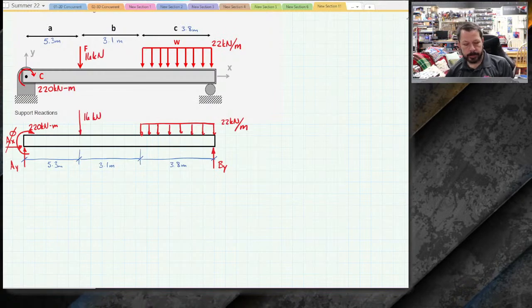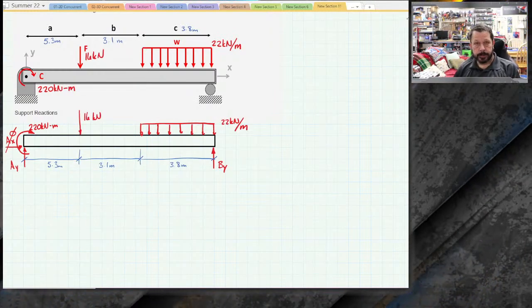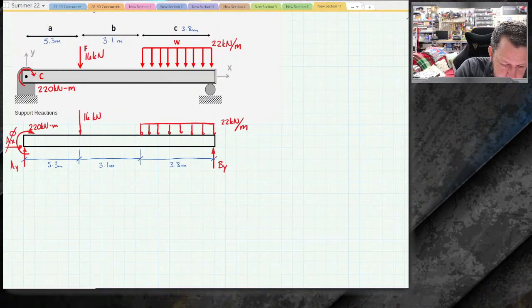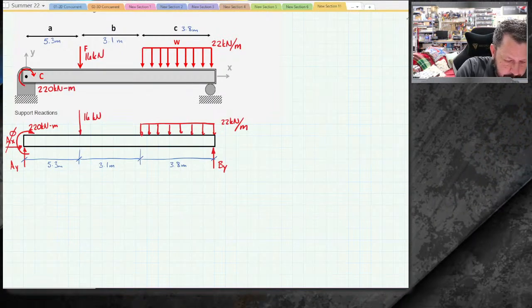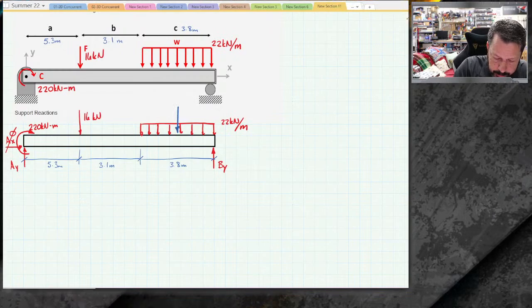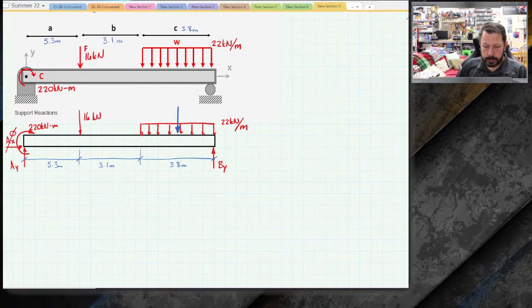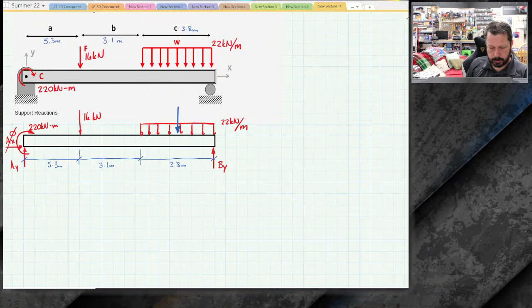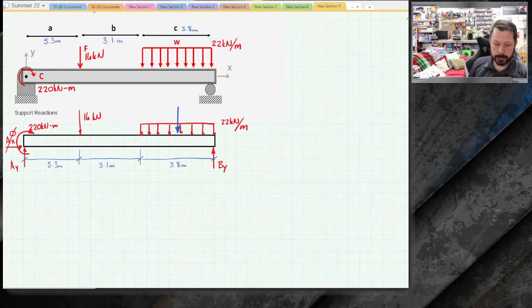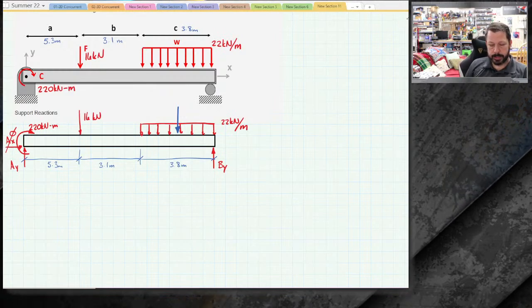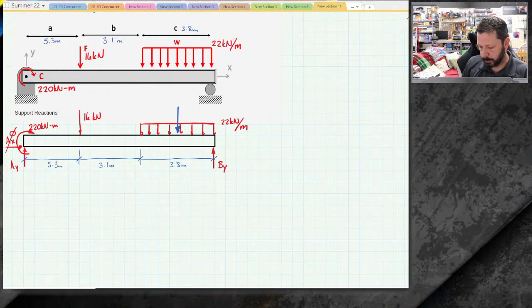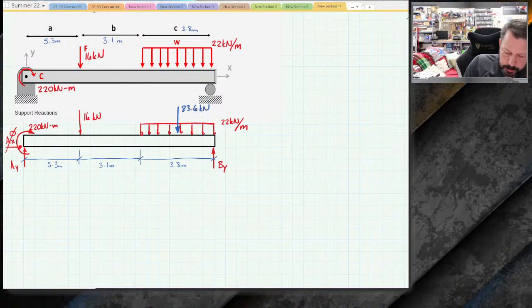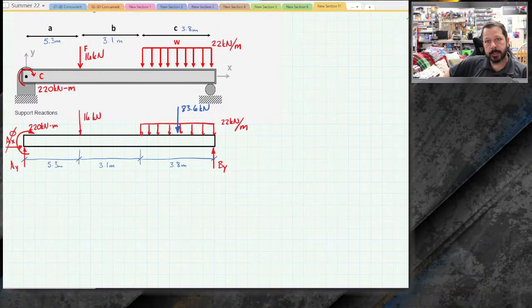All right. So the first thing we could do is solve for AY and BY. In order to help us do that, let's lump our distributed load, 22,000 newtons per meter. Well, let's just keep it in kilonewtons, so 22 kilonewtons per meter. It is spread over 3.8 meters, so 22 times 3.8 is a total of 83.6 kilonewtons.